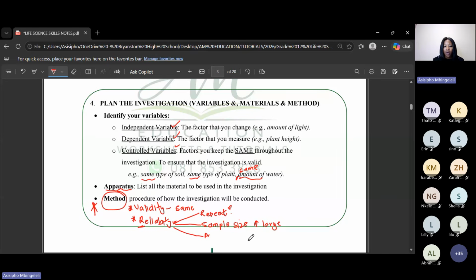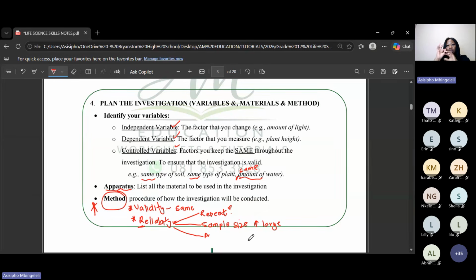Okay. Now, how are you going to answer this? If they ask you, how did the investigator ensure reliability? One, you check, was it repeated? If it was, that's your answer. If it wasn't, you move on. You can't force them to repeat the investigation. The next one is the sample size.